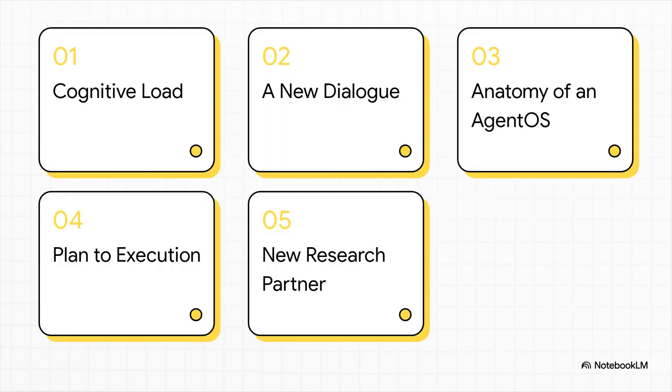So here's our game plan. We'll start by digging into that cognitive load problem. Then we'll look at the new kind of scientific dialogue Pantheon makes possible. After that, we'll pop the hood and see the anatomy of this Agent OS. We'll cover how it goes from a plan to actual execution. And finally, we'll talk about what it means to have this new kind of research partner.